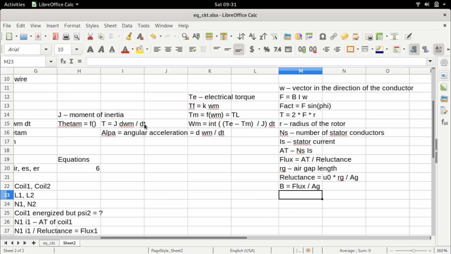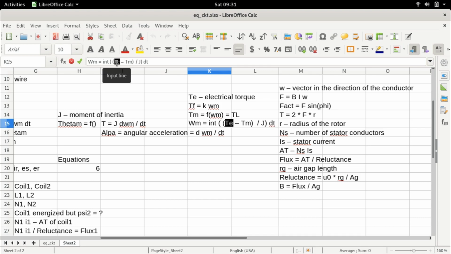So this torque here is the torque we are looking at. This is the torque produced. And this torque produced minus the mechanical torque will give us an indication of how this rotor starts moving, the speed that the rotor finally achieves.